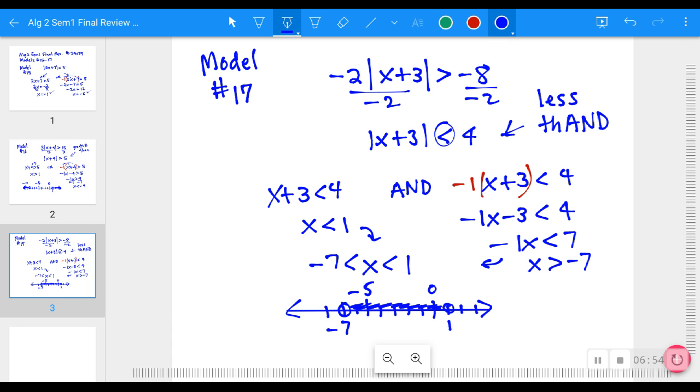Now, if the original problem had a greater than or equal to instead of just a greater than sign, I would be shading those two dots solid. So these are the models for 15, 16.